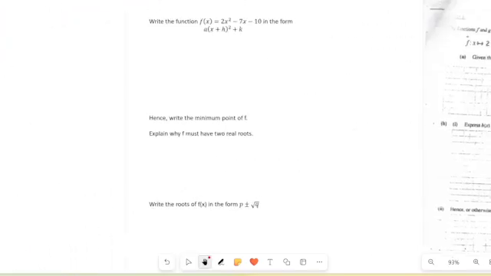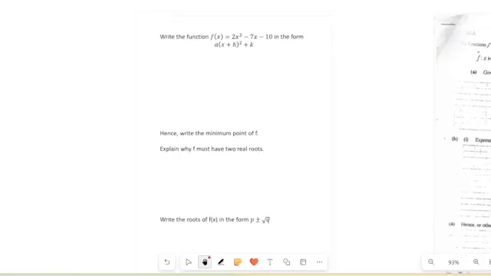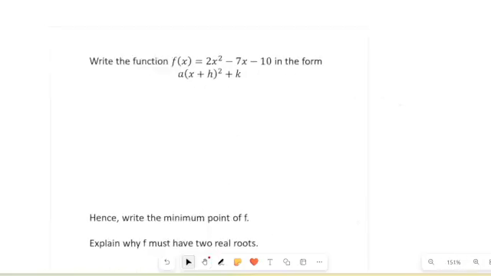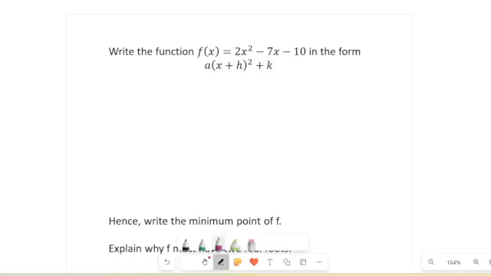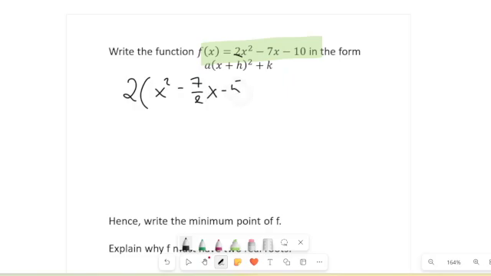Okay, so now let's have a look over here, another Leaving Cert question. So as you can see over here, I have again a quadratic function, and they want you to change it into a vertex form. So before I turn it into a vertex form, make sure that there is x squared on its own. So I first of all factorize the 2. And when I take out the 2, I get x squared minus 7 over 2x minus 5. So now I can take the middle coefficient and I half it, and then I square it.